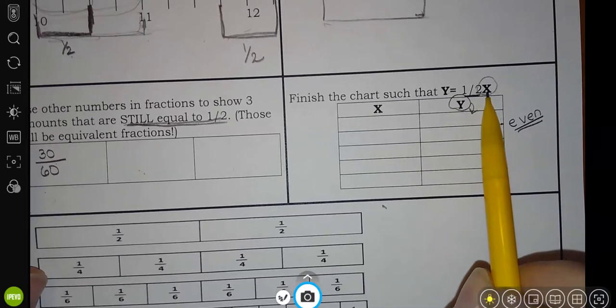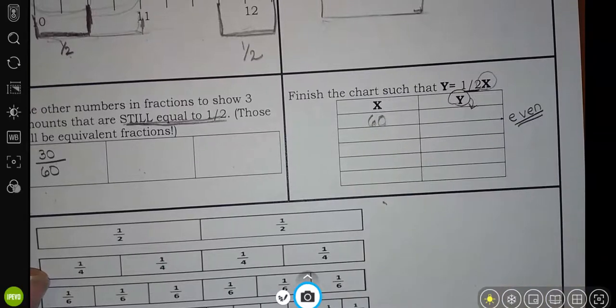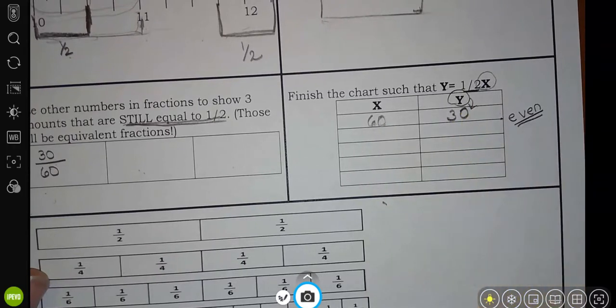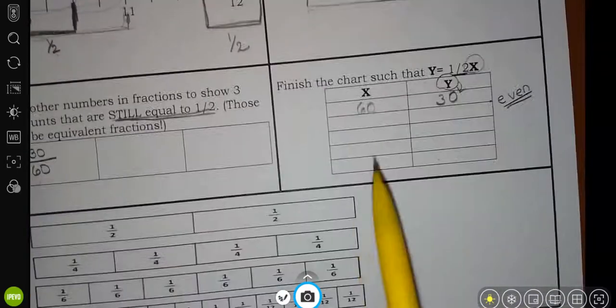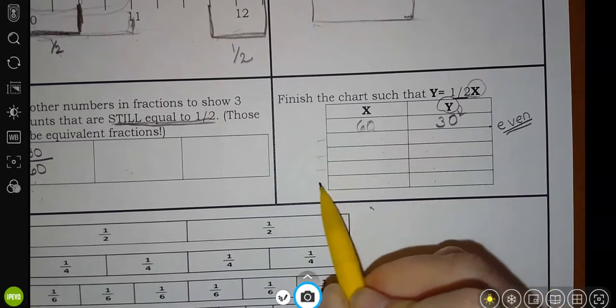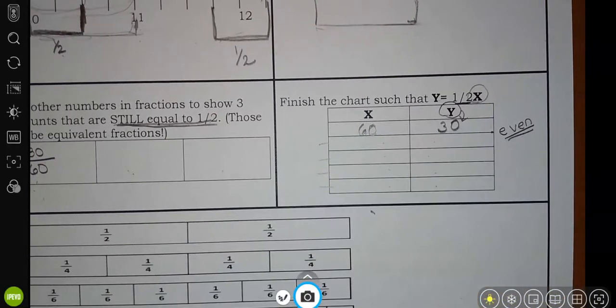If Y is 1/2 the size of X, wouldn't X be 60? And for Y to be half of that size, shouldn't Y be 30? You need to fill in this chart again. Can you reuse equivalent fractions for 1/2? Other ways of showing 1/2 that you've got on this sheet? Absolutely. But you need 1, 2, 3, 4 more ways of showing 1/2.